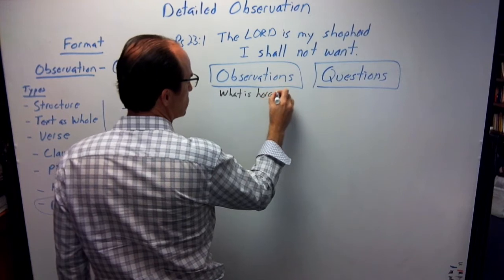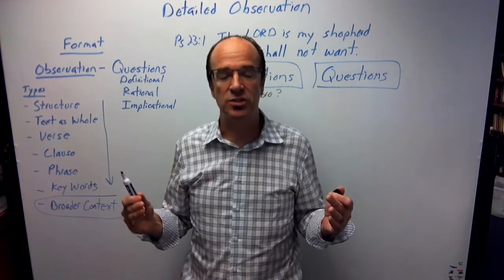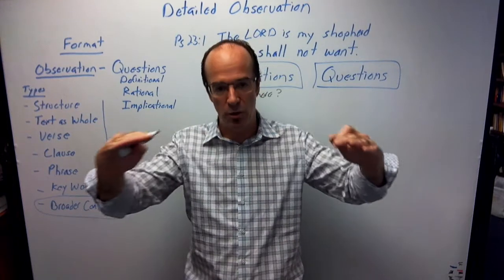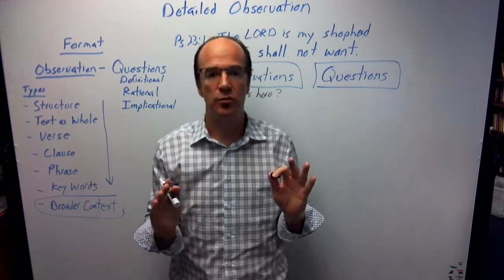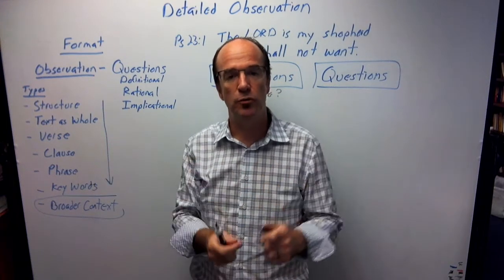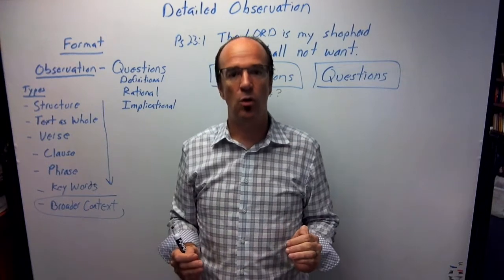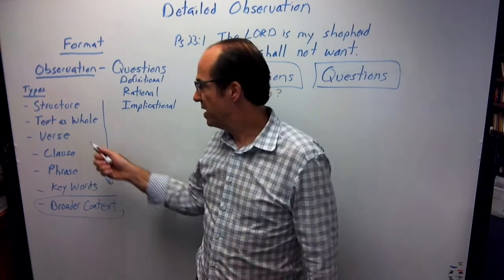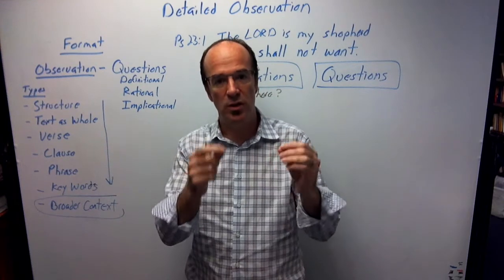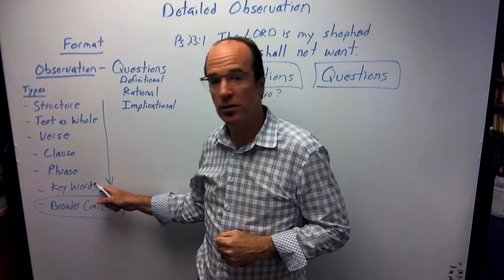So make some structural observations and then make observations about the text as a whole. What can you say about the whole forest that you're observing? And then go verse by verse if you're doing multiple verses. What can you say about each verse as a whole? What can you say then about each clause that you're looking at? What phrase? And then all the way down to the key words.